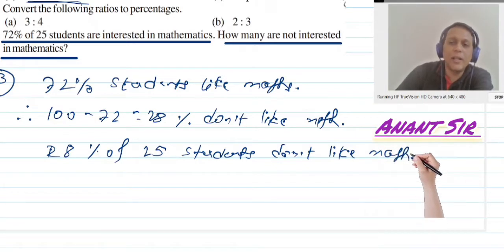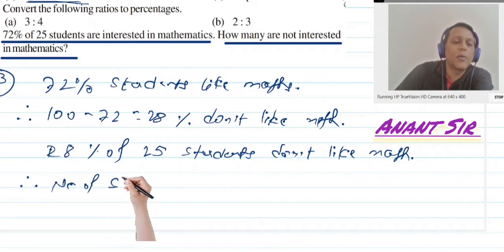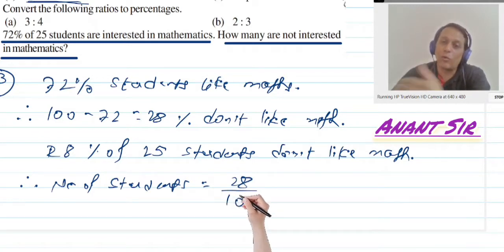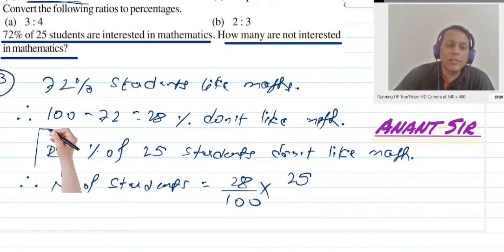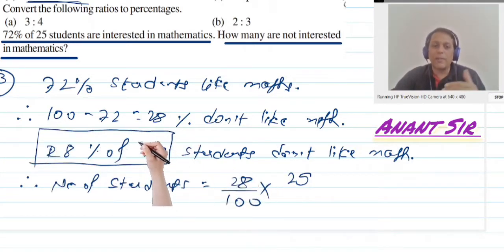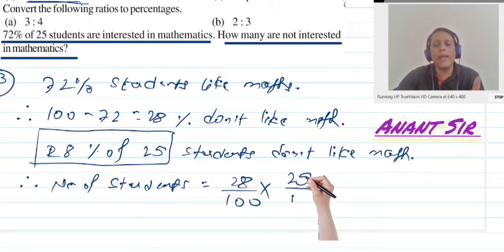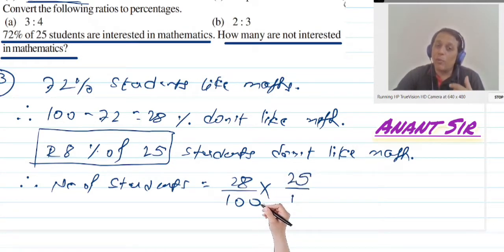Now I have to find the number of students. Therefore, the number of students who don't like math is equal to, right? So 28% is 28 out of 100, multiplied by 25, of is multiplied. So again, what is in the denominator of 25? If it is nothing, it's 1. I am going to divide 25 and 100 both by 25. Right? It's by the same number.